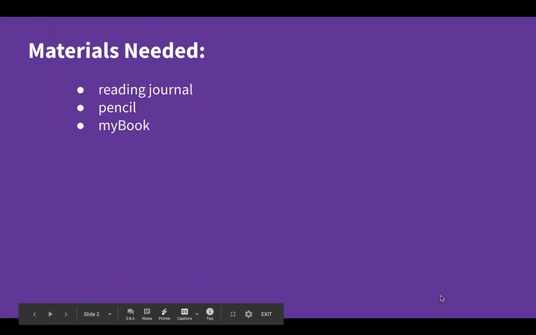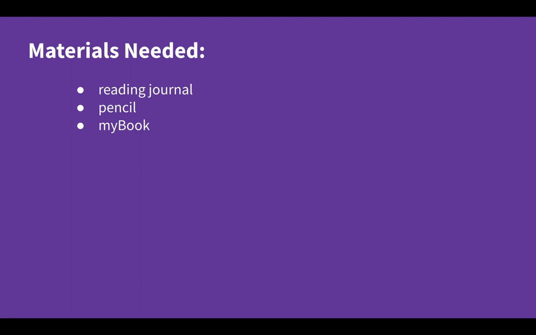For this lesson, you will need your reading journal, a sharpened pencil, and your My Book. We will be taking a comprehensive look at Module 2 selections. If you do not have these materials, go ahead and pause the video and collect your supplies and come right back to push play.